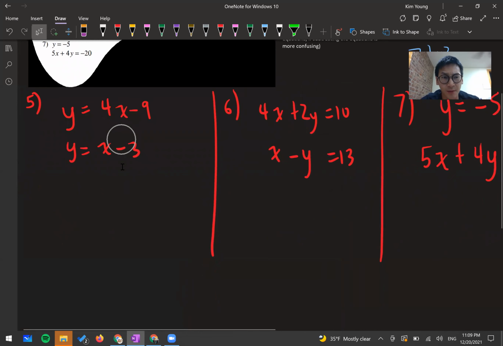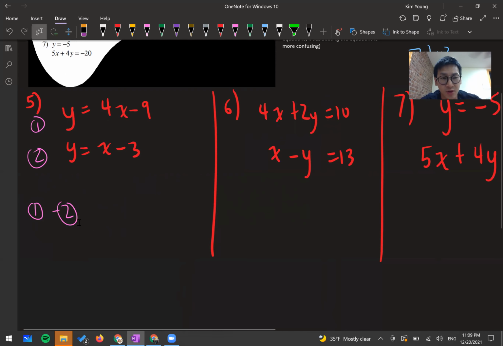So number 5, you have choices. You can eliminate the y first, or you could eliminate the x. Since we have two y's like this, it'll be easier to just eliminate the y. The way you're going to do that is call this equation 1, call this equation 2, and then you subtract them. This is where that confusing subtraction bit will come in. But here, this is how you're going to do it.